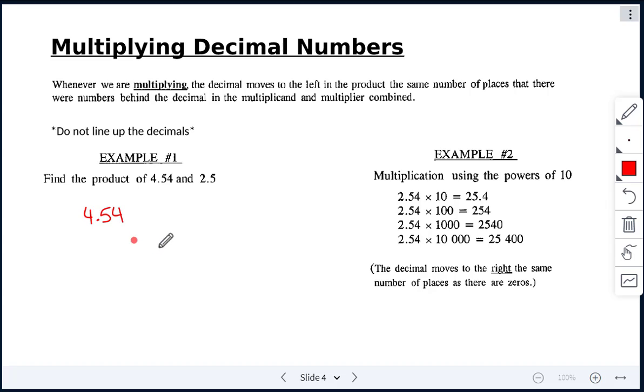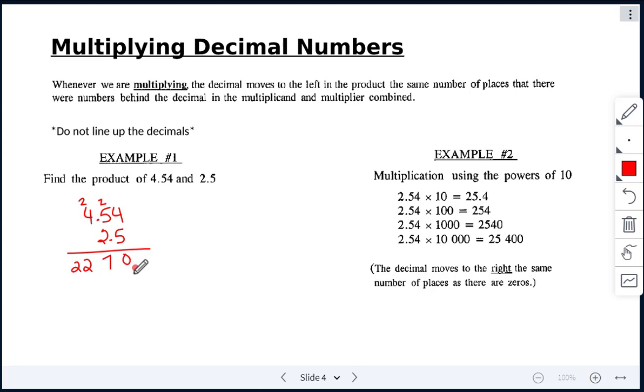All right, so our first number here is 4.54, and it's being multiplied by 2.5. We do not line up the decimals for multiplication. So we're just going to multiply like normal. You've been multiplying for years and years in math class, so we're just going to go over multiplying here. So 4 times 5 is 20, so I put the 2 up here, the 0 down. 5 times 5 is 25, plus the 2 gives me 27, so 7, 2, and then 4 times 5 is 20, plus 2, which is 22.